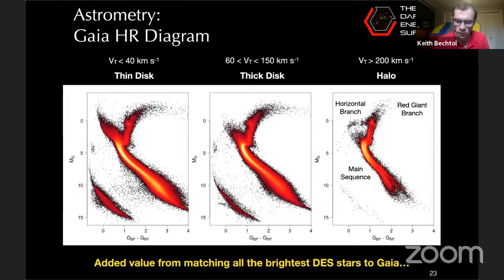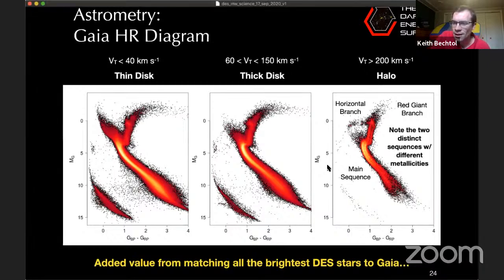One of the really neat results that came out of Gaia was the fact that you can select stars with different velocity distributions, and this is effectively sampling different regions of the Milky Way galaxy. So you can in particular pick out stars in the thin disk, in the thick disk, and in the halo, where the halo stars are moving the fastest. And this gives us a lot of information about the halo.